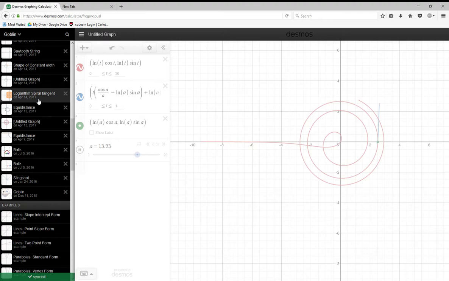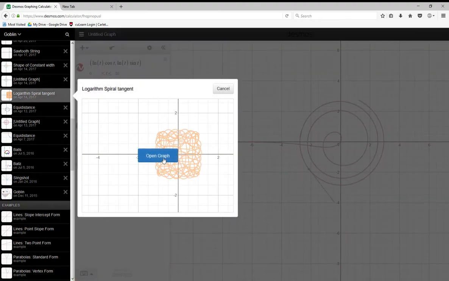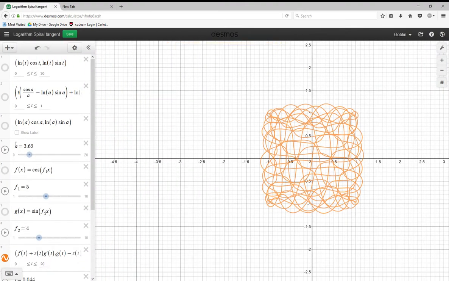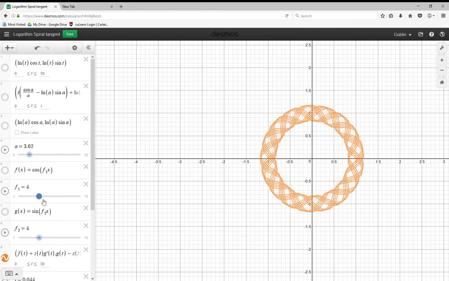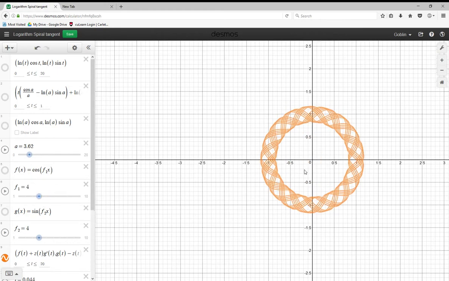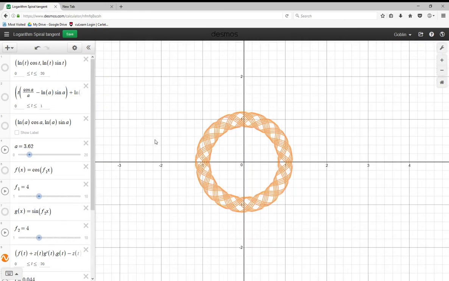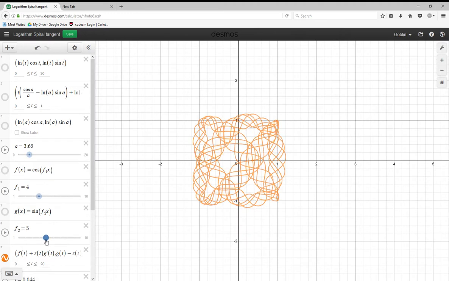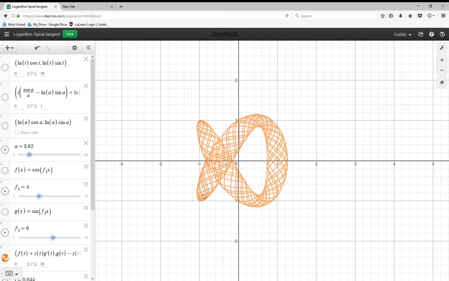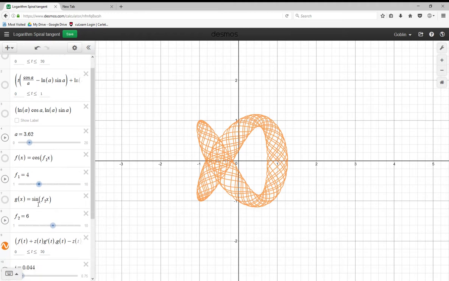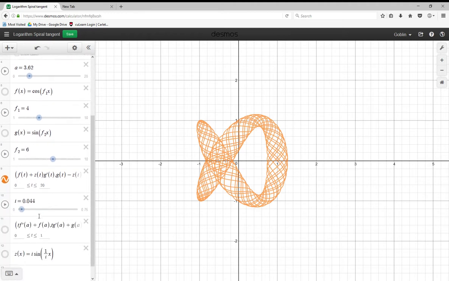What's other stuff I have? Logarithm, spiral tangent. This one's a mess, I'm pretty sure. Whoa. Oh yeah, I made a really cool pretzel with this one. This one has a bunch of stuff you can change. It uses these things called Lissajous curves, I don't even know. But it's basically a parametric equation where you have something moving side to side, a sine wave, and another wave going up and down. You can change the frequency that they do that, and you get different shapes.